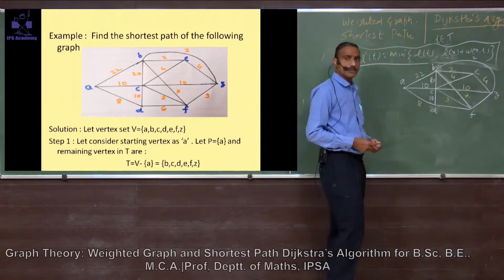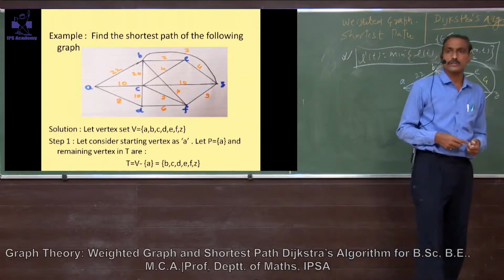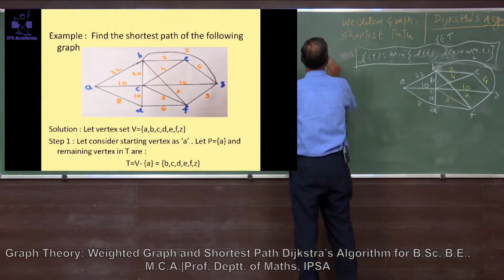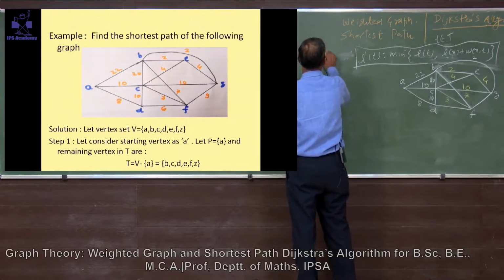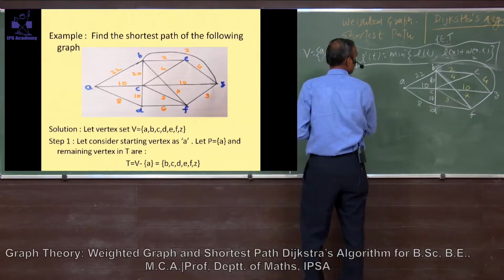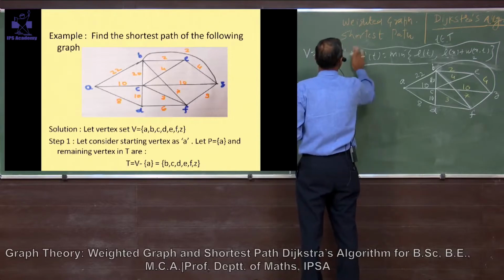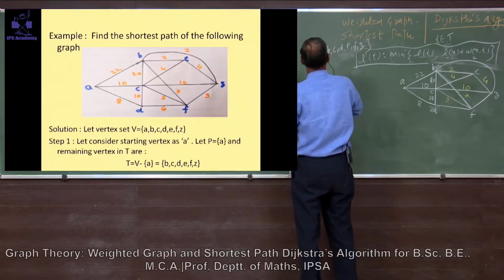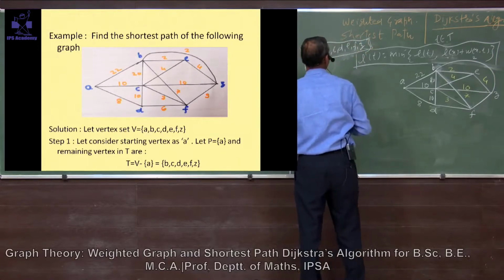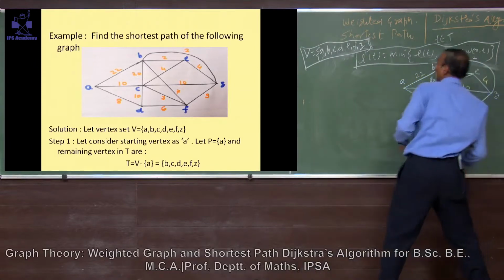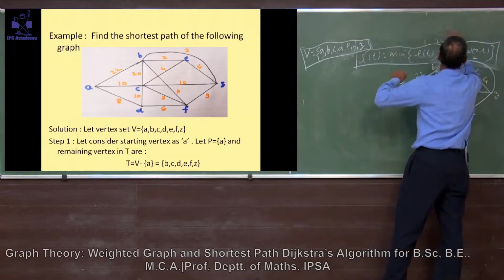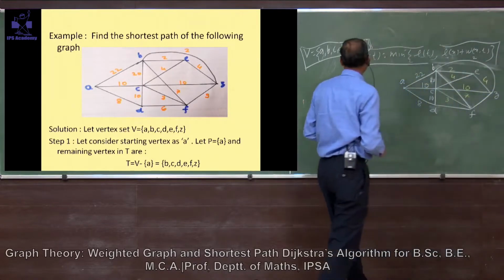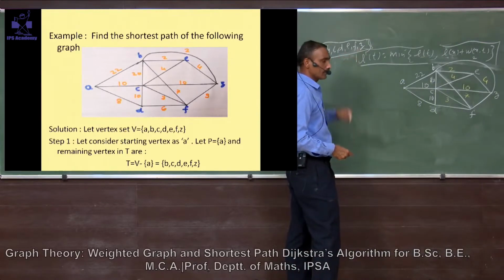Okay, now we start the Dijkstra algorithm. First we consider the vertex set. Here the vertex set is V equals A comma B comma C comma D comma E comma F and Z.